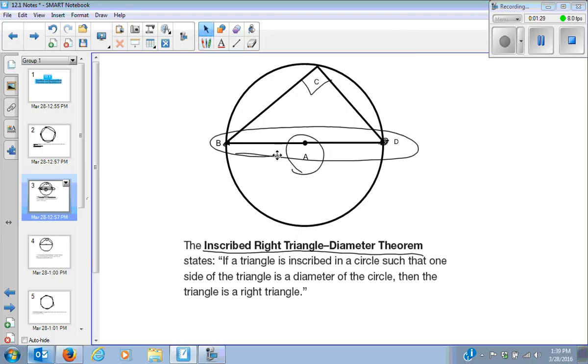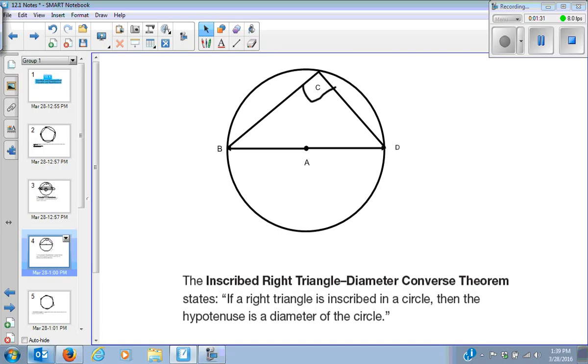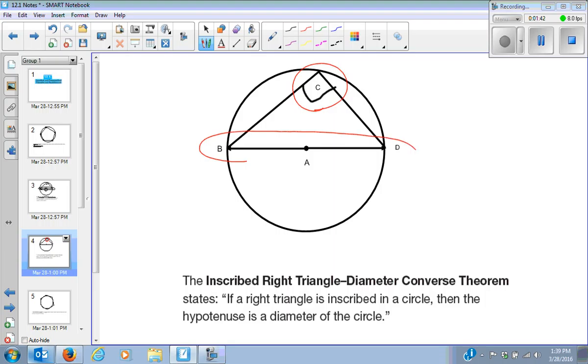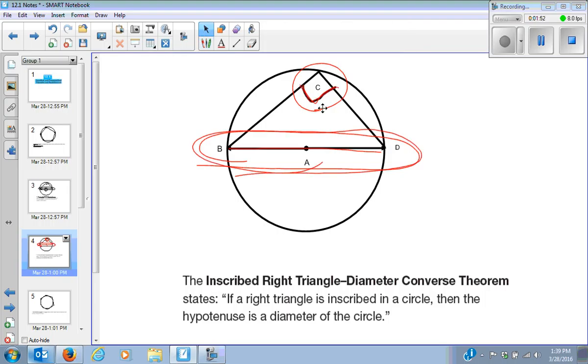So that's that. Alright, another theorem, the inscribed right triangle diameter converse theorem, says if I know that it is a right triangle, notice I know it's a right triangle this time, then I know that this has to be a diameter. So the other one said, this is a diameter, then this must be a right triangle. This one says, if it's a right triangle, you know this has to be a diameter. That's the converse, remember, when you switch the if and the then.